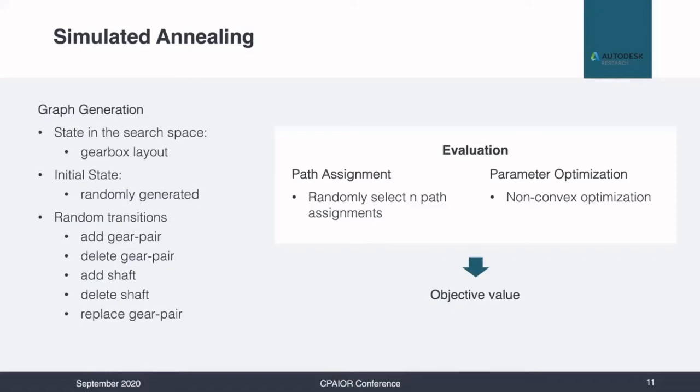Otherwise, it is evaluated by solving the 2 following subproblems: path assignments and parameter optimization. For path assignment, we randomly select n assignments, and for each of these, we run a nonlinear optimization solver, IPOPT. The minimum among the feasible solutions is the value of the state, which we keep or reject according to the temperature of the system following the standard simulated annealing procedure.